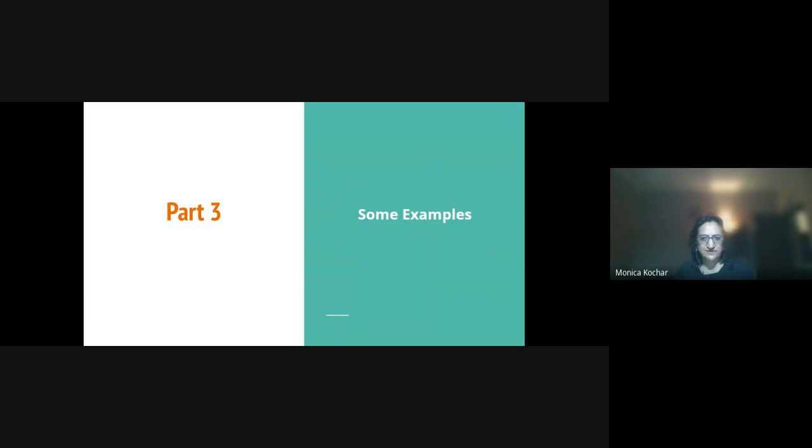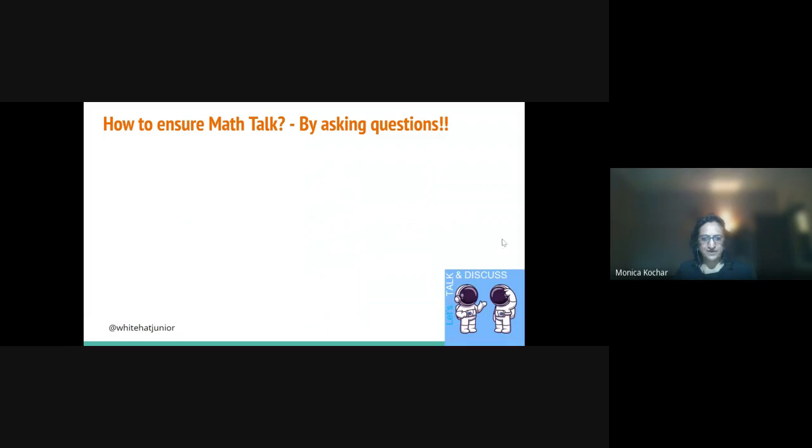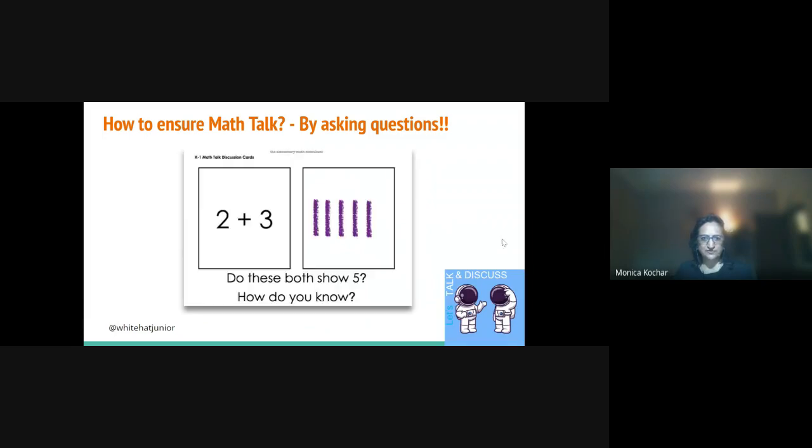So let me give you some examples. How do we ensure math talk? By asking questions. For example, in a junior class, do these both show 5? How do you know? And there's the trigger. And later, I'll give you a list of questions that every teacher should have in his or her pocket to ensure math talk. So the teacher's job is only to ask questions.